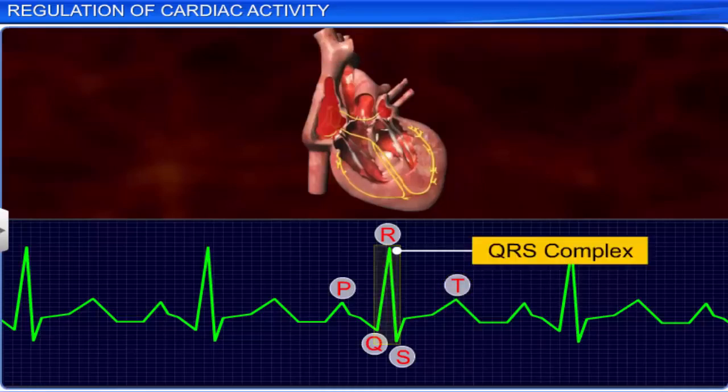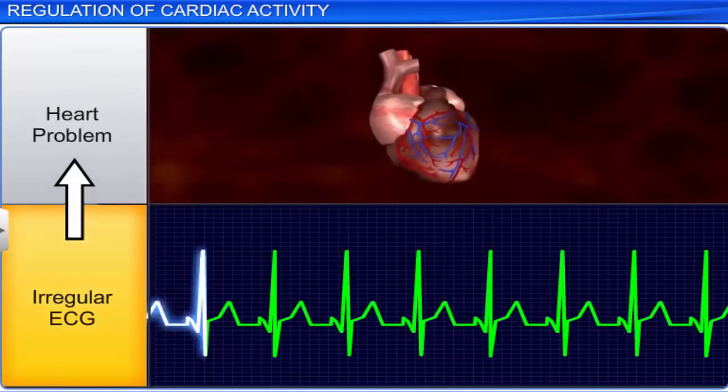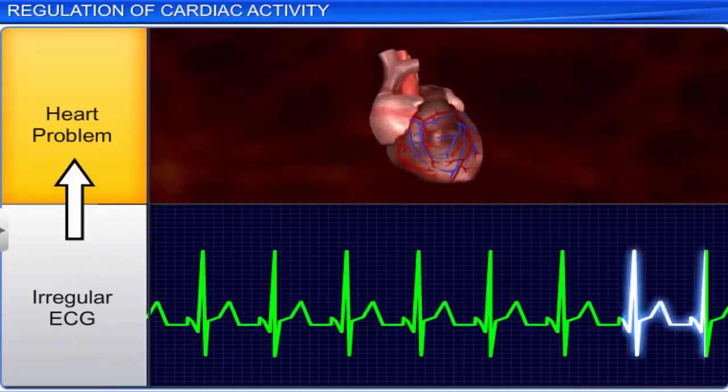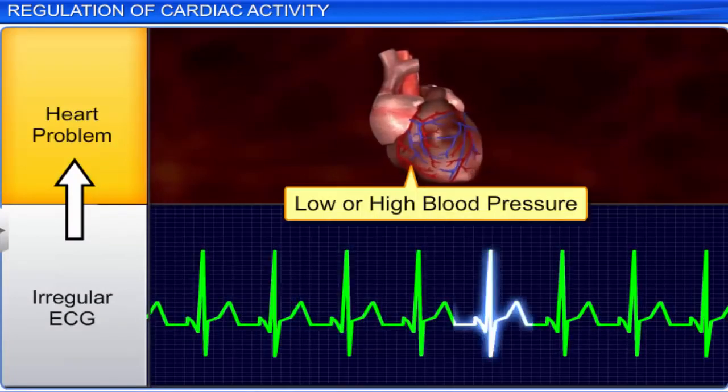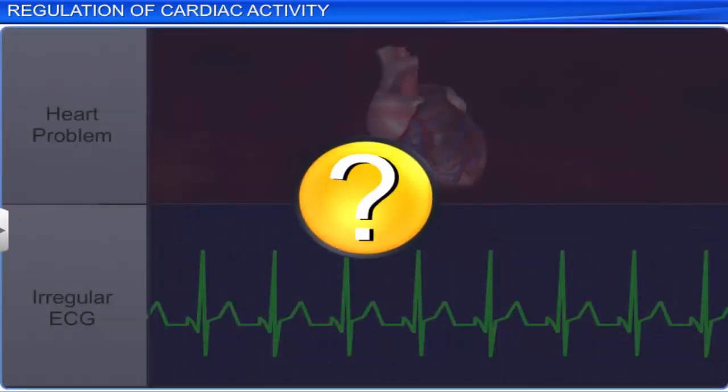The number of QRS complexes equals the number of heartbeats. Hence, any deviation from the standard ECG signals a problem relating to the heart. Most heart-related problems are related to drastic changes in blood pressure. Now let us see what blood pressure is.